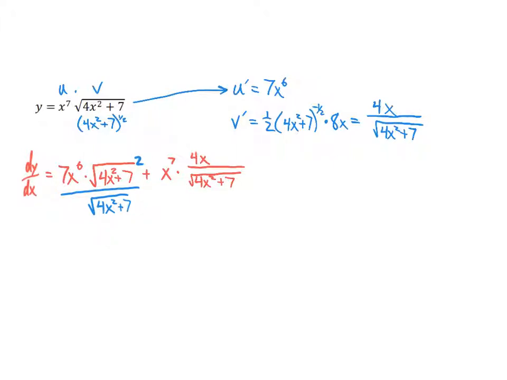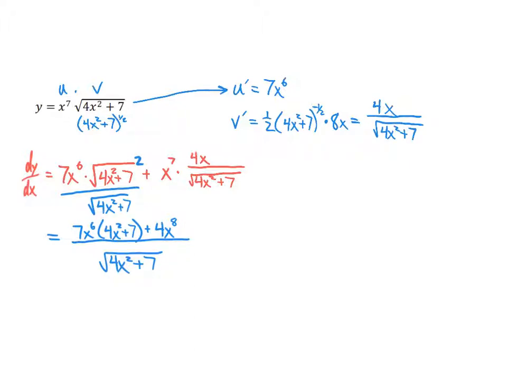Okay? Now that looks a little nasty, but here's why we're doing this. When I do that, I've got a common denominator, so this whole thing is going to be over the radical 4x squared plus 7. The numerator is going to be 7x to the 6th times 4x squared plus 7 to the first power, plus 4x to the 8th power.